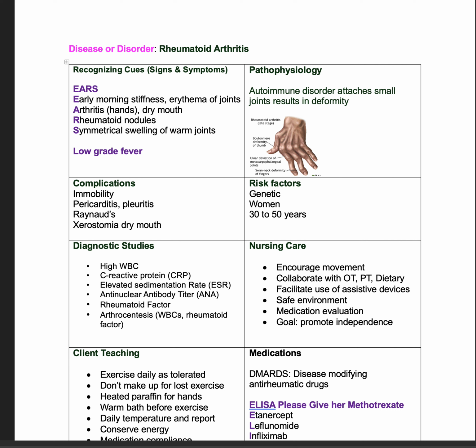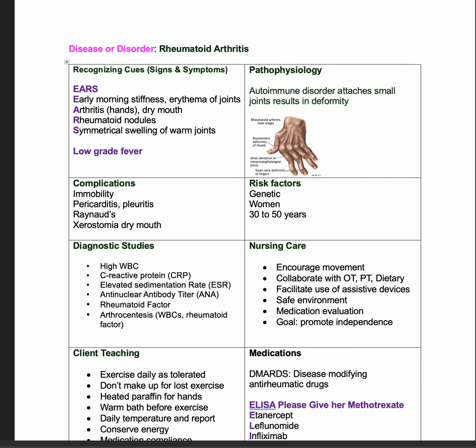Now, I have talked before about how most of the connective tissue disorders or autoimmune disorders have basically a lot of the same signs and symptoms, but usually there's a defining characteristic of that one disorder. Okay, so for rheumatoid arthritis, it's going to be the deformities that happen in the joints.